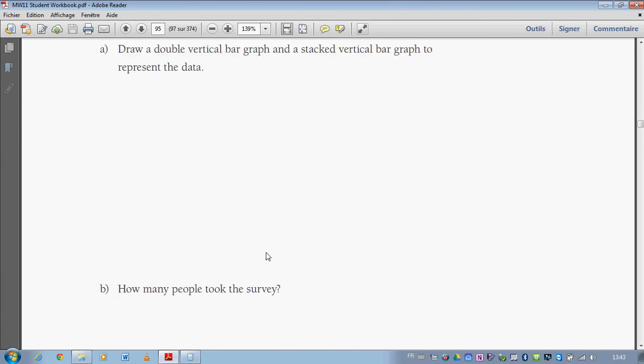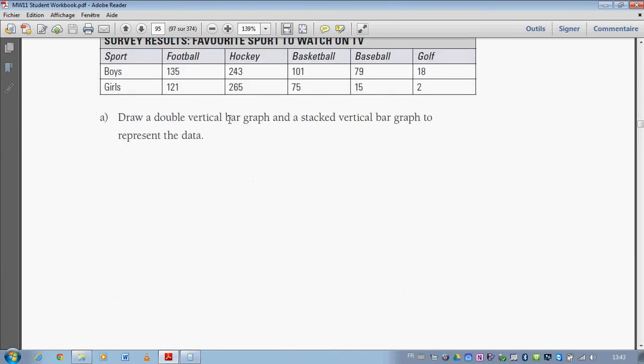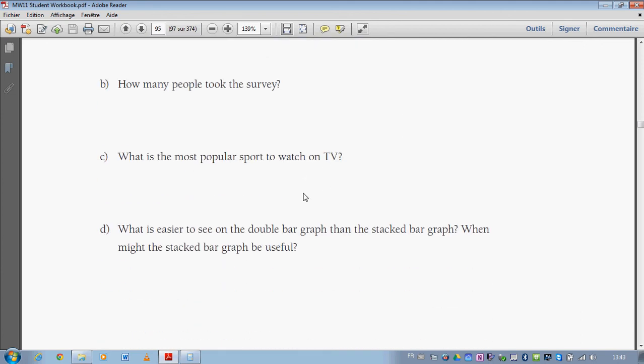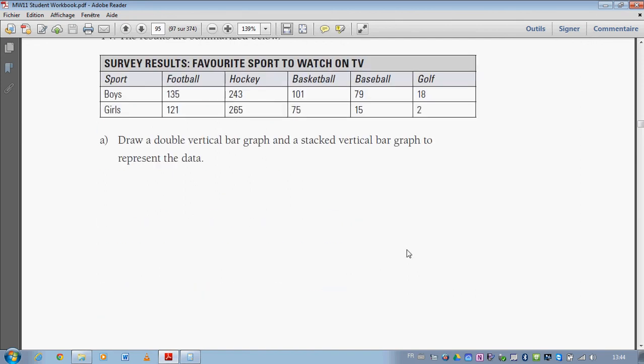So build your skills. You will have to make a double vertical bar graph and a stacked vertical bar graph, just so that you are able to do the two. Here in D it's asking you what is easier to see on the double bar graph than the stacked bar graph. So just as long as you're able to make a stacked bar graph and are able to talk about the disadvantages of using a stacked bar graph, then you should be okay.